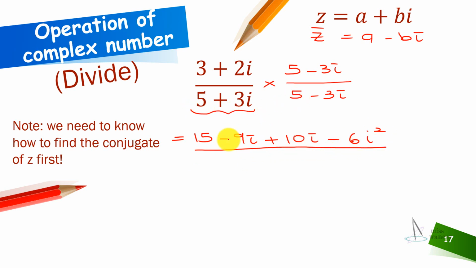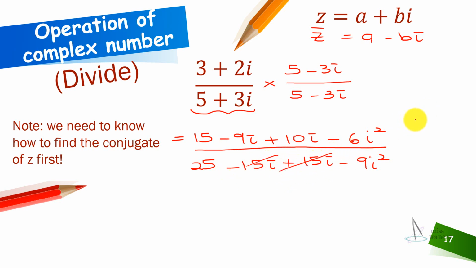okay, so 5 times 5, so this is 25. 5 times negative 3i, so this is negative 15i. 3i times 5, so this is positive 15i. 3i times negative 3i, so that is negative 9i squared. Okay, so now let us simplify them a little bit. I do see something that can be simplified over here. Negative 15i, positive 15i, those two will simply cancel out each other.